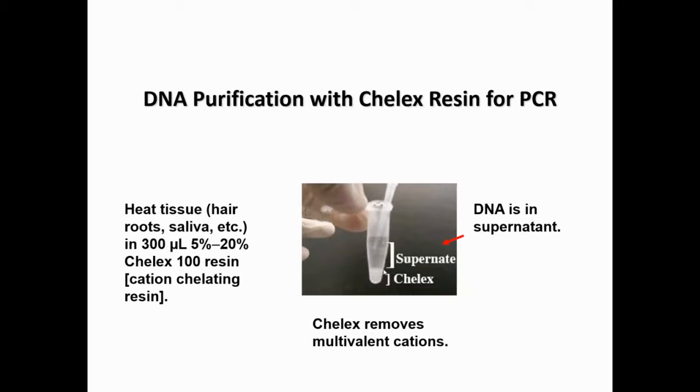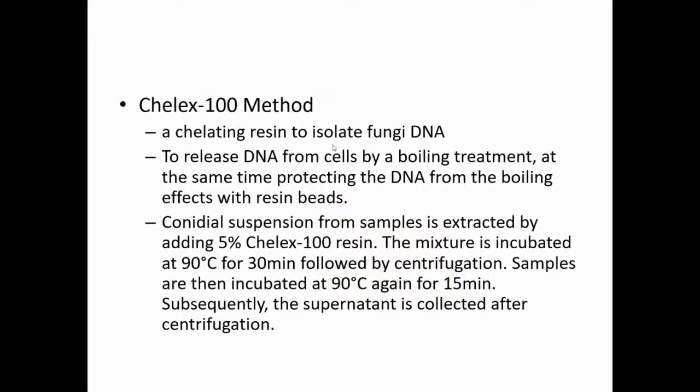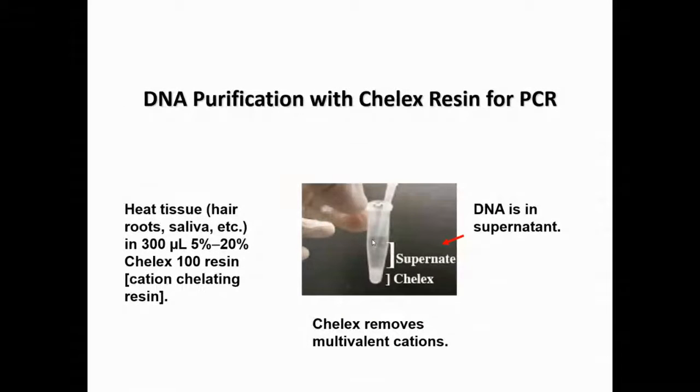So you see, you have Chelex with the resin, and then you have the supernatant. You mix your sample with the Chelex solution, and then the DNA will be released into the supernatant. You can use this for, for example, hair, tissue or saliva, or you can do microorganisms, the fungal, to collect the fungal DNA as well. Use the Chelex.